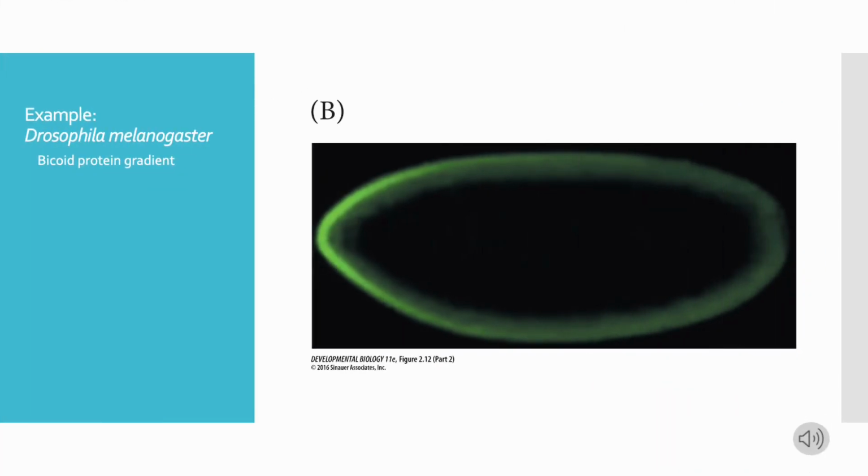This figure gives a visual to the gradient created by the positioning of nuclei and morphogens during syncytial specification. The fluorescent green indicates the presence of bicoid protein that's distributed along the anterior-posterior axis. The figure shows the highest concentration of bicoid at the anterior end on the left side and the lowest concentration on the posterior end on the right side.